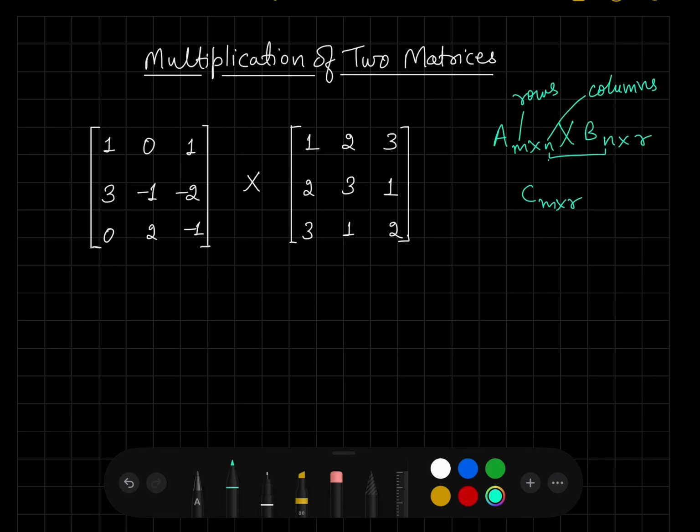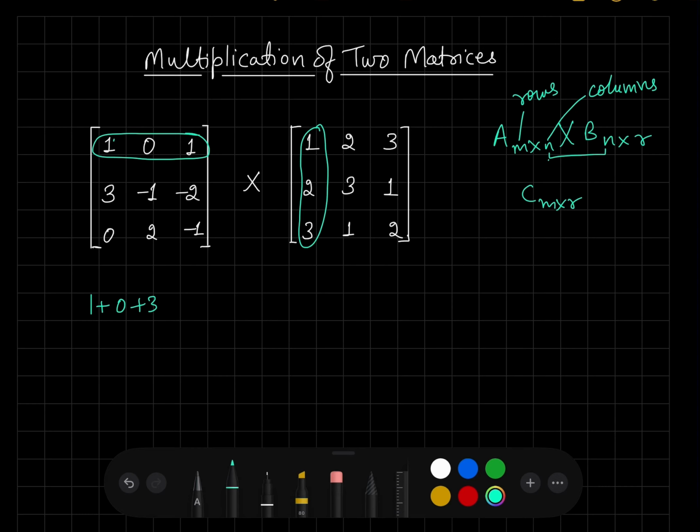So what we need to do is we will multiply this with this, individually. So like 1 times 1, okay, plus 0 times 2, which is 0, plus 1 times 3, which is 3. This would give me the first element, row 1 column 1 element.